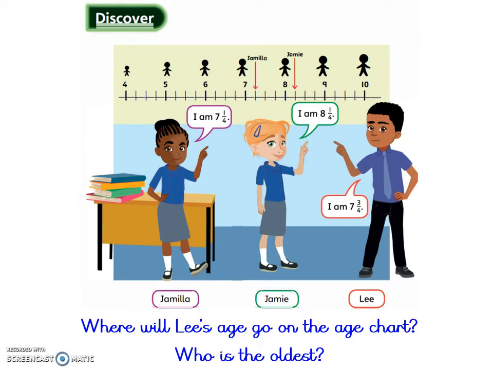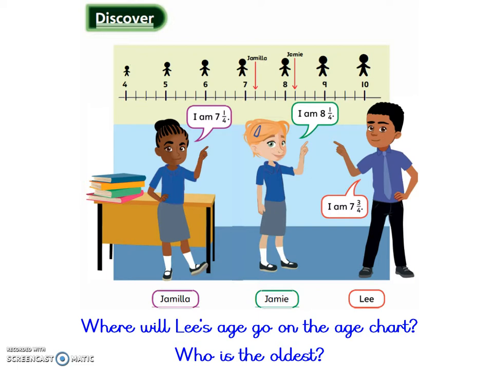Now for question 1a, we're asking, where will Lee's age go onto this age chart? We can see that we've already got Jamila and Jamie labelled with their arrows. So whereabouts would Lee go on that number line? Now, in order to answer this question, be thinking about yesterday's work where we were working out what the value of each interval would be and using that to help us count. So if we look at this number line, what is the fraction that each interval is going to show, and how can we use that to label Lee on this chart, just as Jamila and Jamie have already been done.